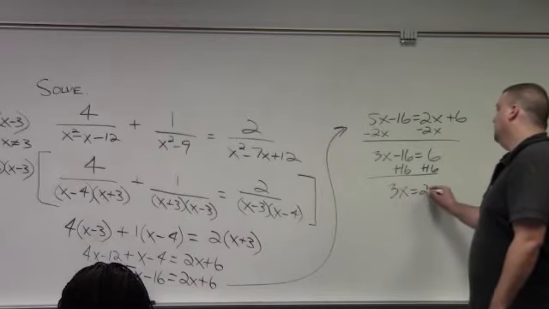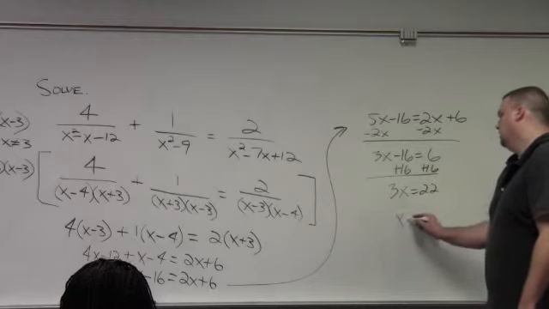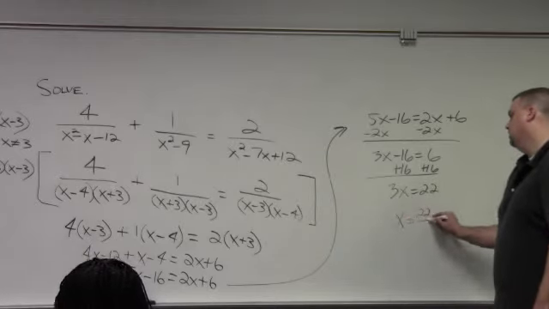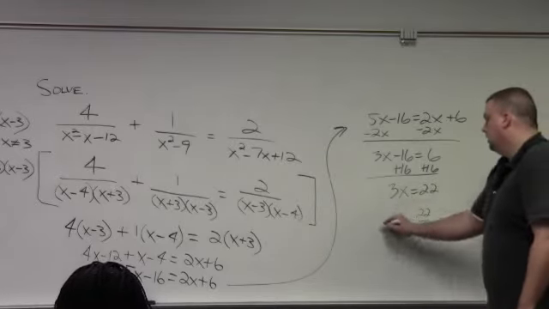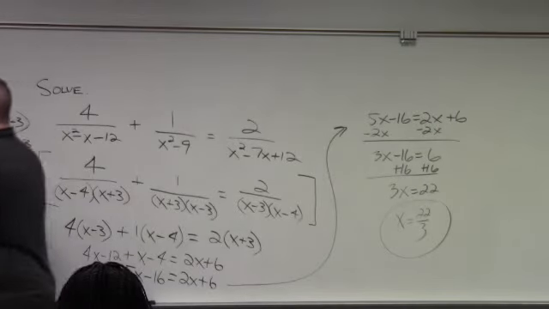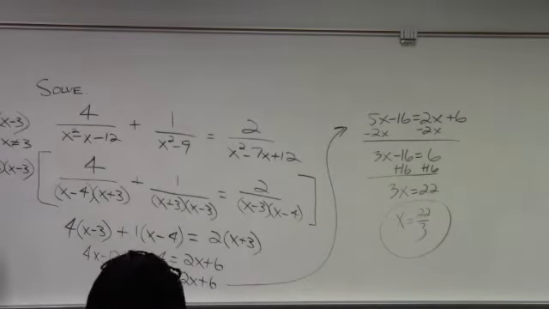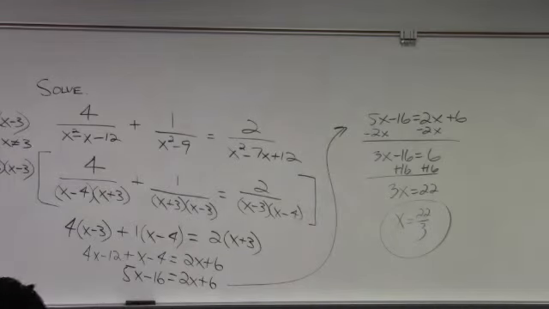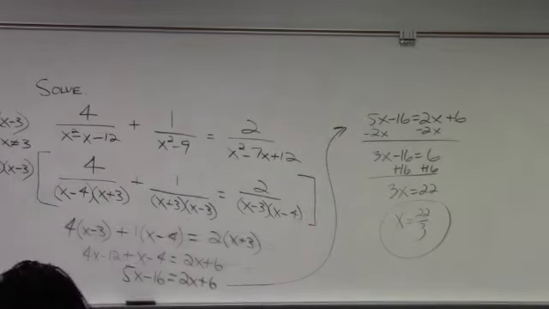3x equals 22. So I think somebody said that x equals 22 over 3. Is that any one of my restricted values? No. Those are the only 3 that showed up. So my answer would be 22 over 3.